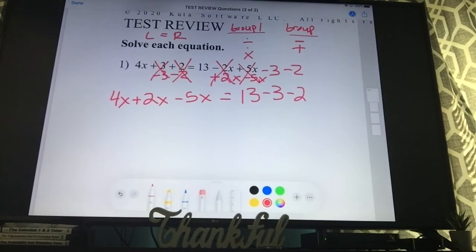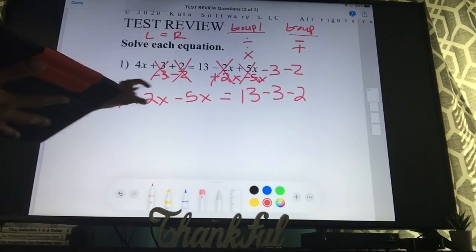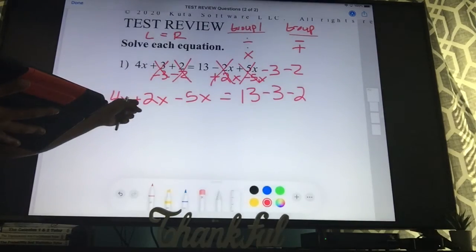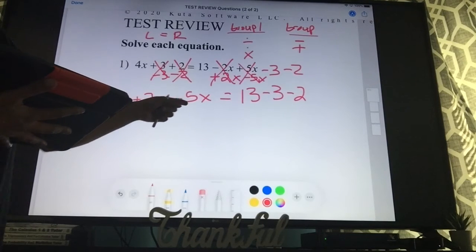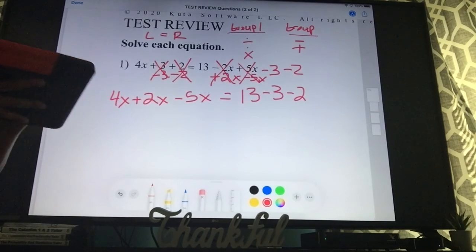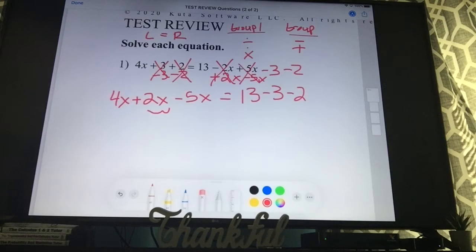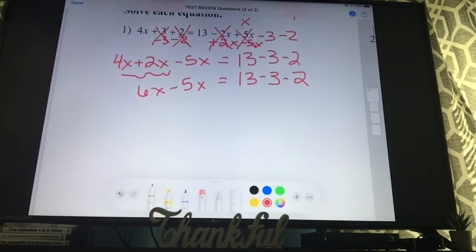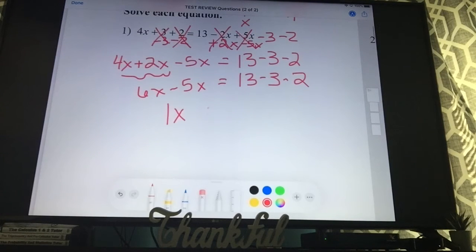Okay, so now we can combine all of our ones with a letter together and all of our ones with just numbers together. So I got a 4x plus 2x minus 5x. Well, 4 plus 2 is going to give me 6x. So for this little part, I'm going to get 6x minus 5x because I haven't used that yet. Okay, and I'm just going to write this other stuff down because I haven't done anything with it. Okay, now 6x minus 5x is just going to be 1x. Okay, and now we can start with the other side.